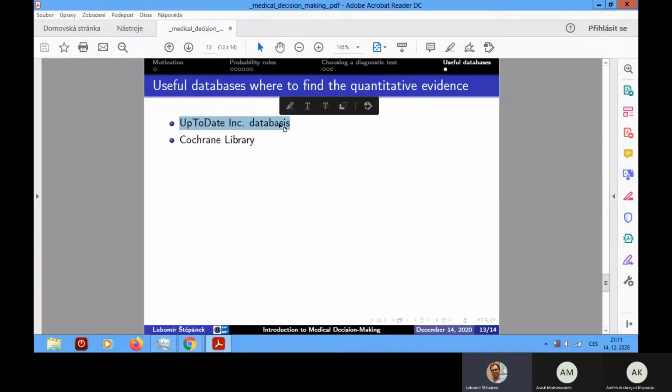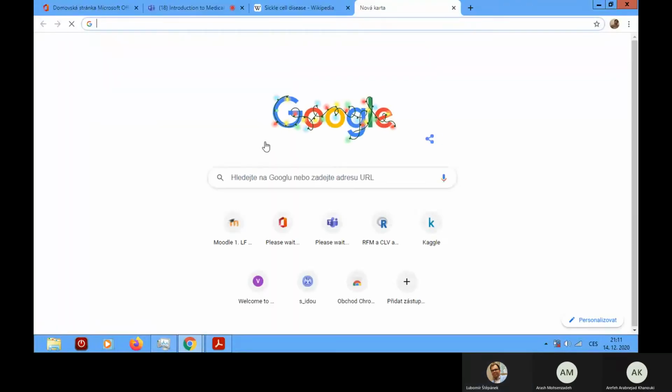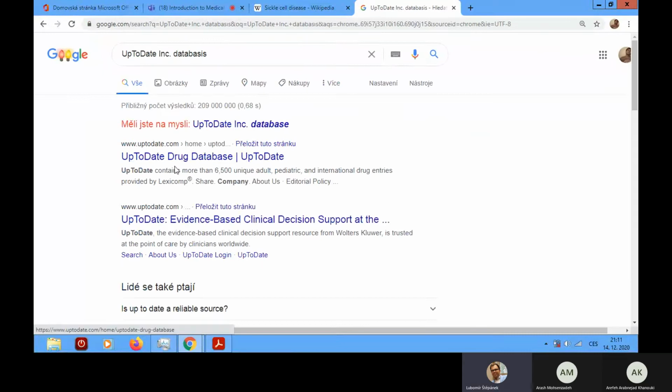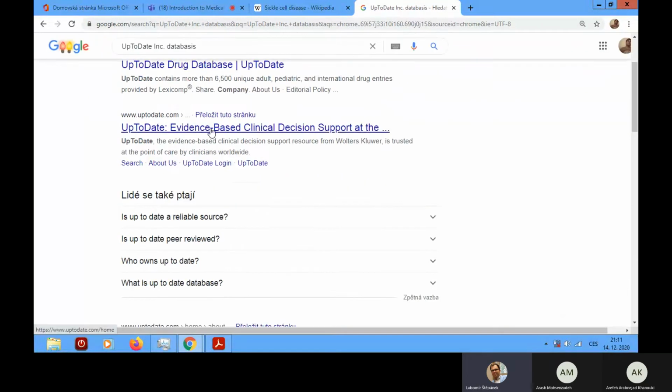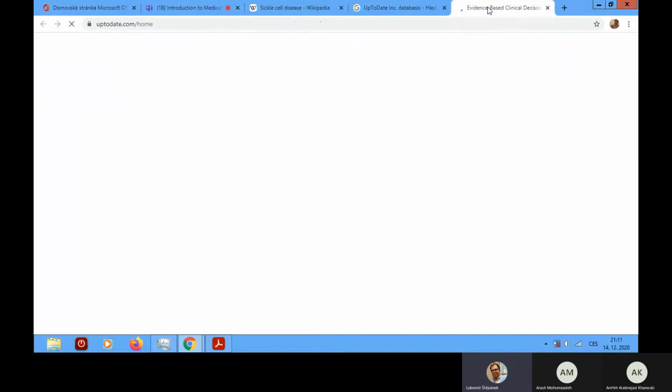And one of the databases which is good to know about is the UpToDate database. It has several parts, but I think what we are interested in is just evidence-based clinical decision support. Yeah, I meant simply this.